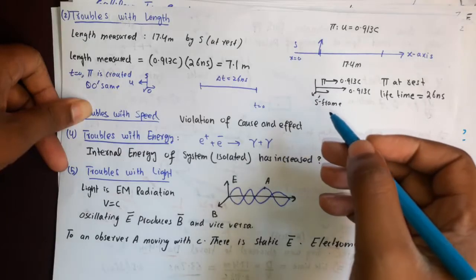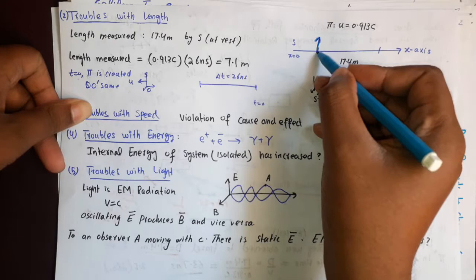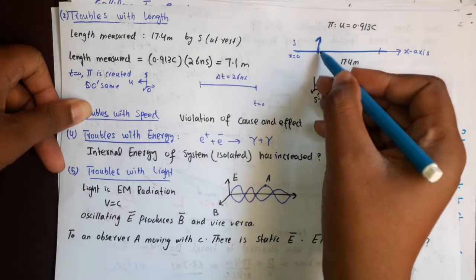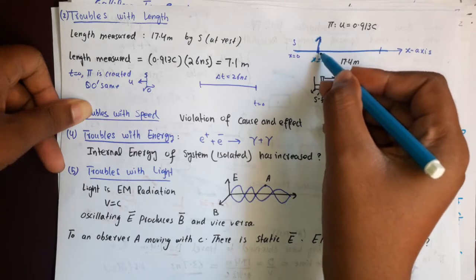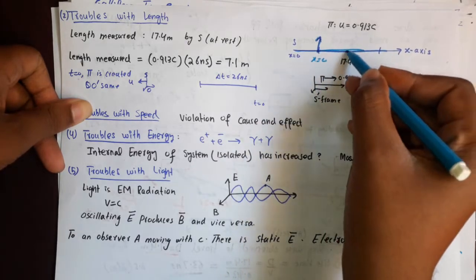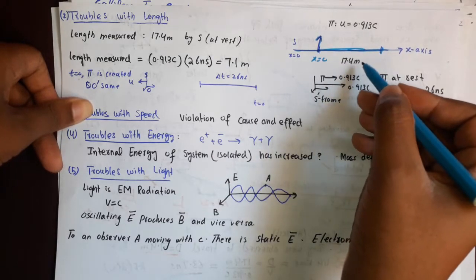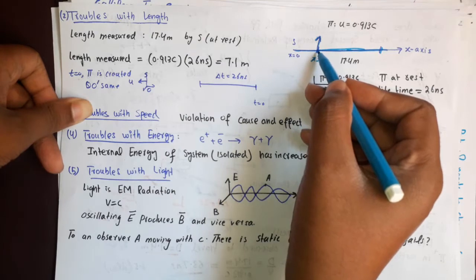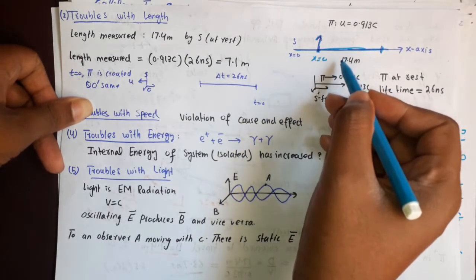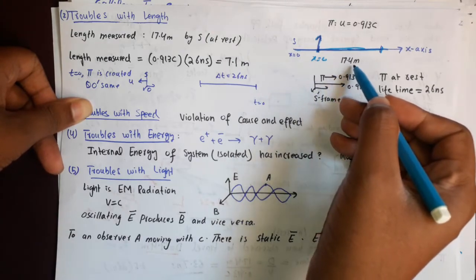The next is troubles with length. We discussed the creation of the pion. So look here, let's say this is our S frame, and this is x equals 0, and the pion is created here and it is in motion, so it decays somewhere here. So the distance traveled is 17.4 meters. If we have an observer in this frame, the frame in which the pion is in motion, he will measure this distance as 17.4 meters.